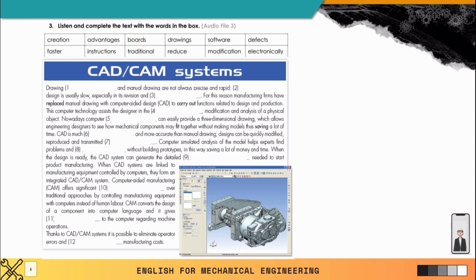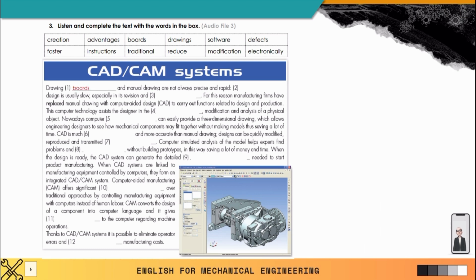Moving on to CAD or CAM systems. In our next task here, we will have to complete the text with words in the box. Take a screenshot, okay, and complete the text, or if you were in the class but you were for some reason absent today, then you can complete it and only use this short clip to check your answers. Okay, so let's have a quick look here.